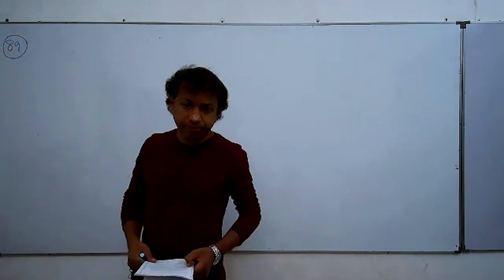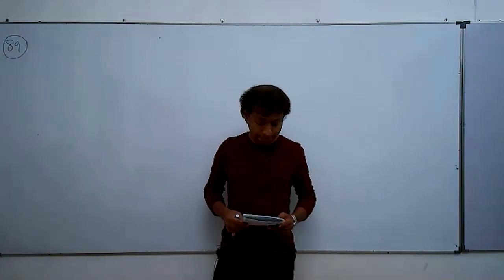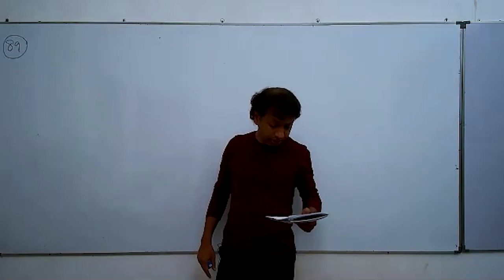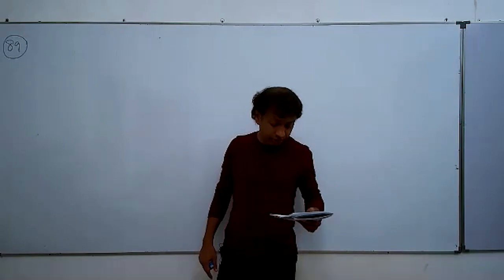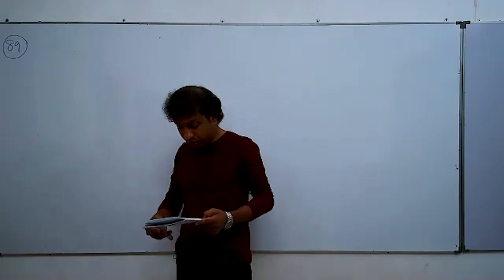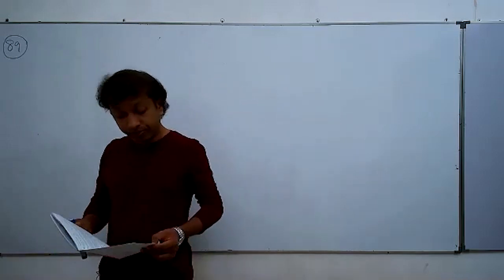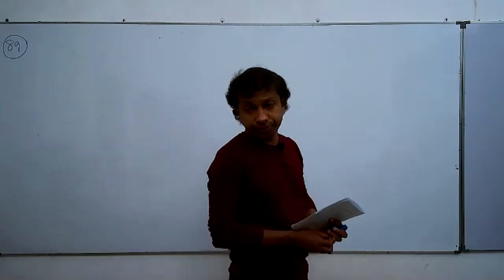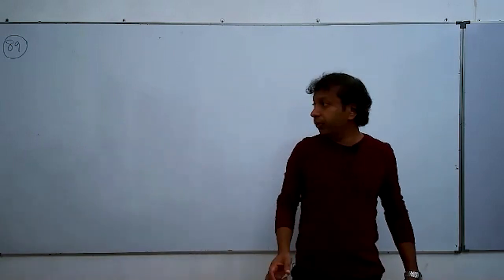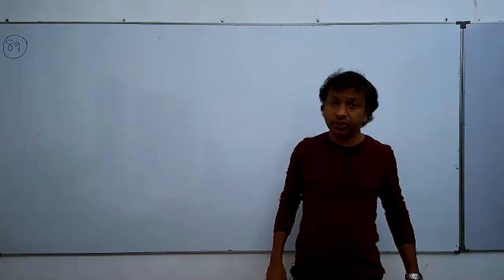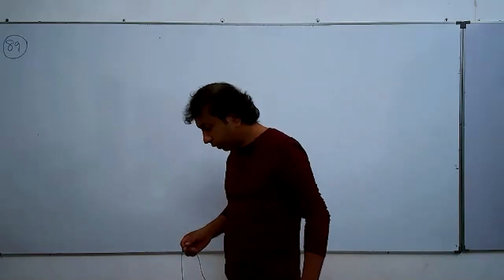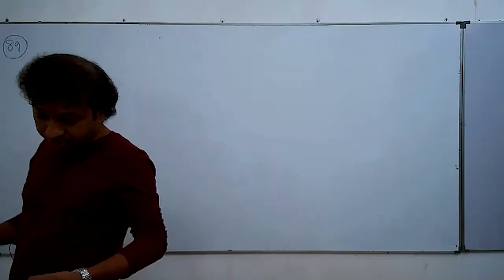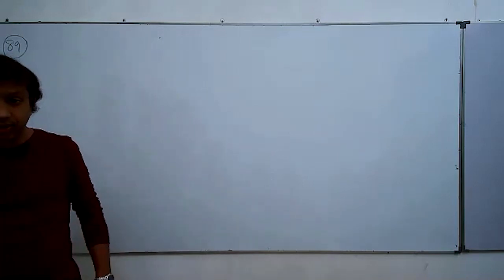You are given something like this. Show that among all the rectangles of given perimeter, the square has the greatest area. Right. So first you have to understand the question here. Show that among all the rectangles of given perimeter, the square has the greatest area.